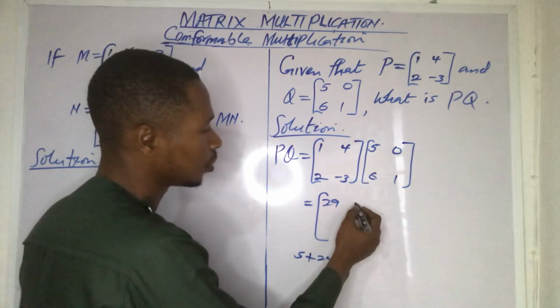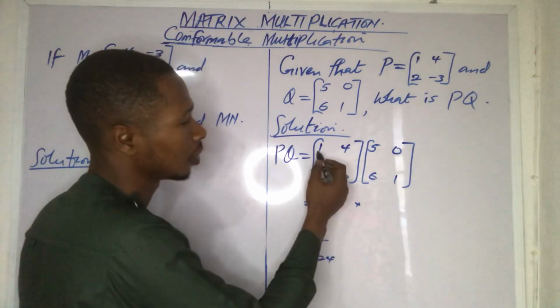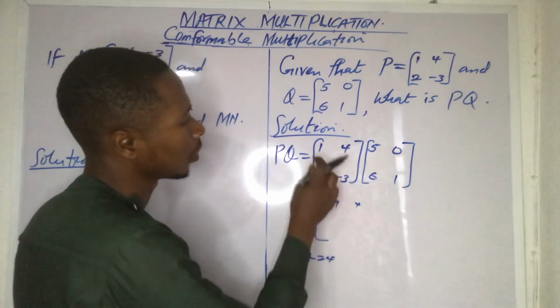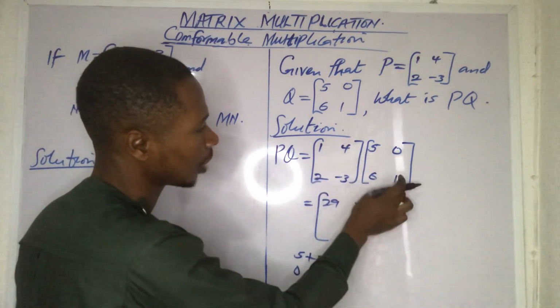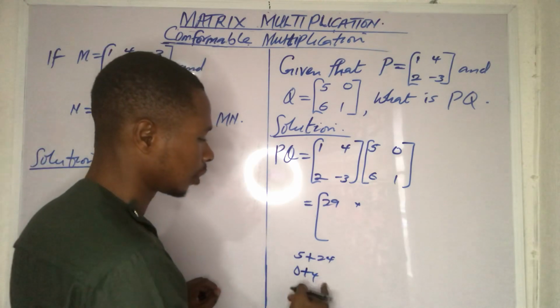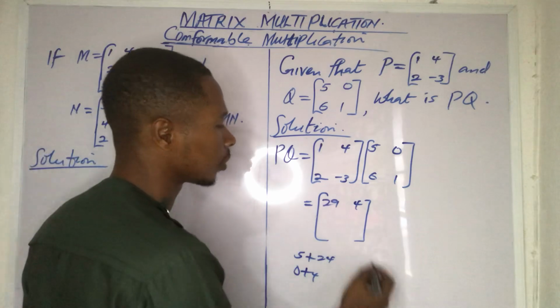Then to get what will be in this place now, this same first row will multiply the second column. First row now will multiply the second column. That will be 1 times 0, that is 0, plus 4 times 1, that is 4. If I add together, this place now will be 4.